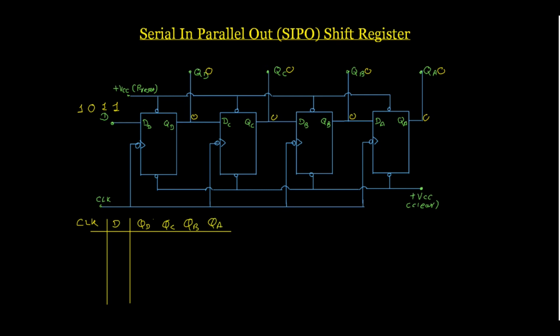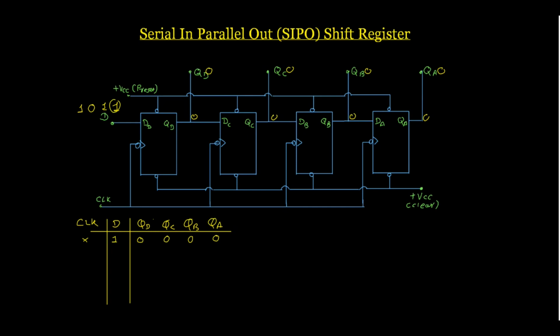So initially we are clearing this flip-flop. So these are 0, 0, 0. We don't apply the clock, but at that time the LSB of this data appears here. So data input is 1. Correct?